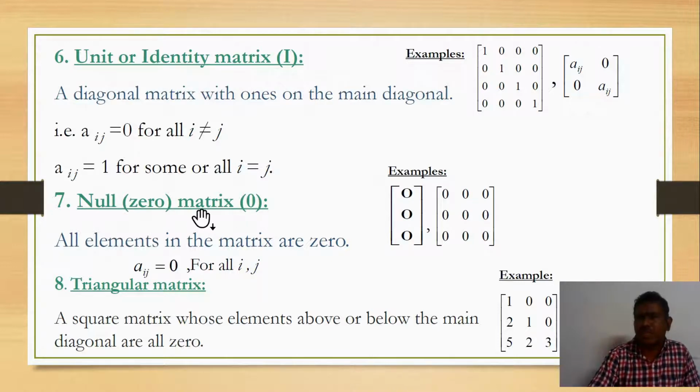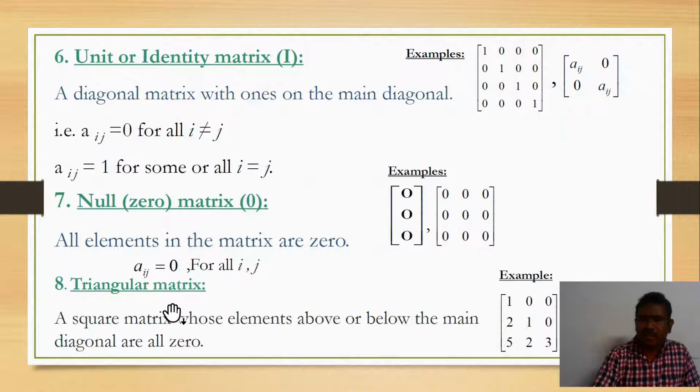So null, students, or zero matrix, its meaning is already showing. You can take a column or row matrix, or some m by n order. All elements are 0, students. All elements in the matrix are 0. So that is Aij equal to 0 for all i, j. This is the mathematical notation, students.